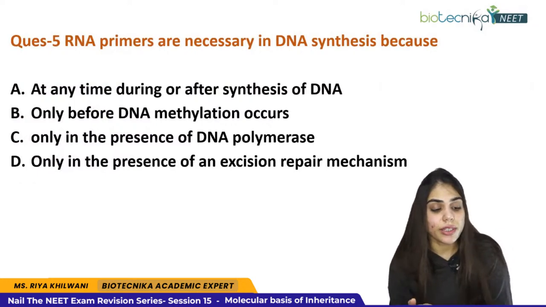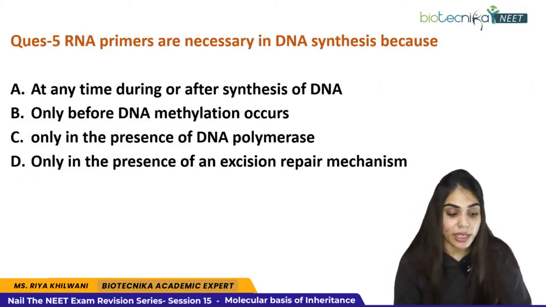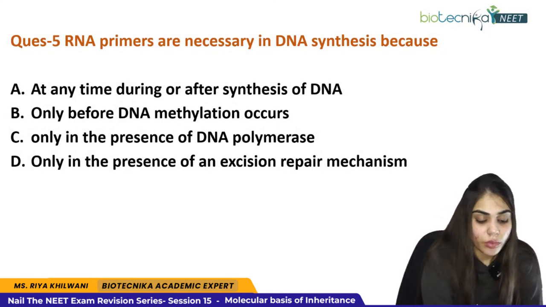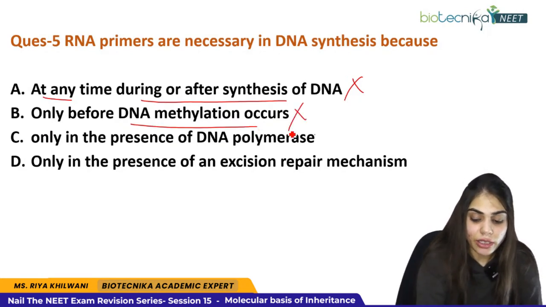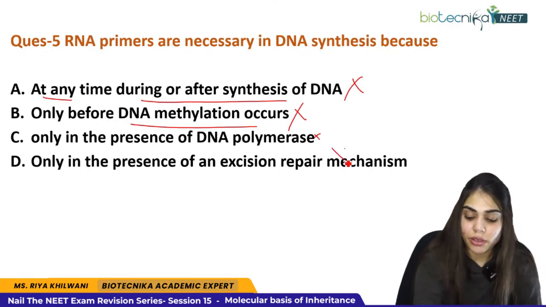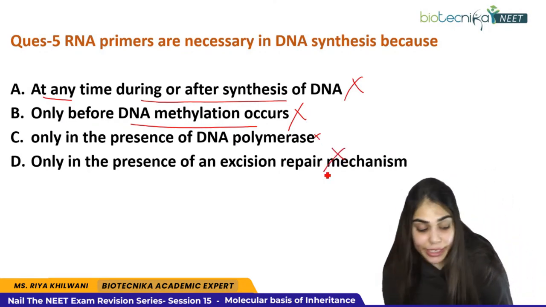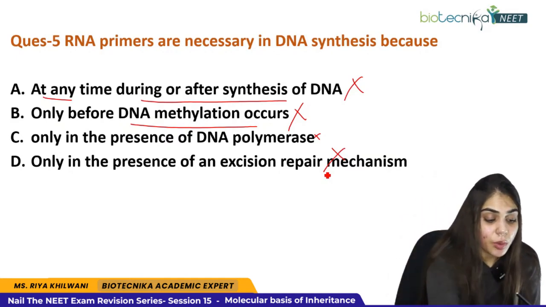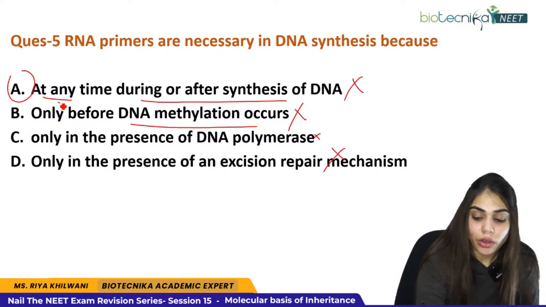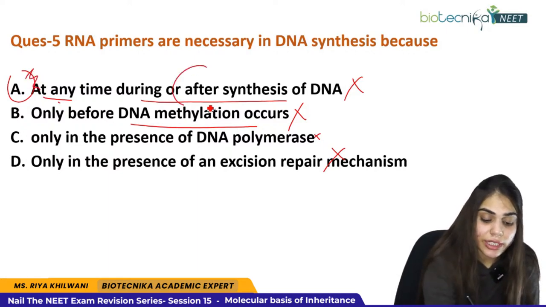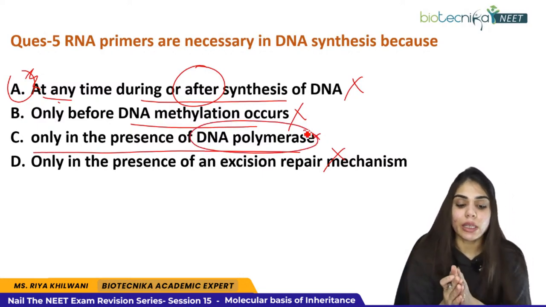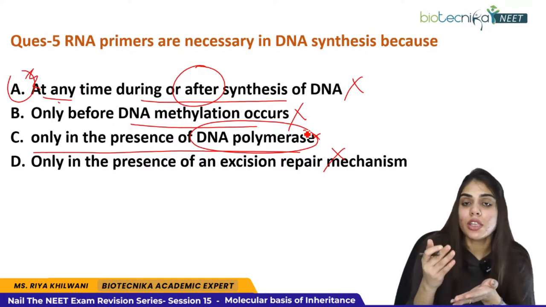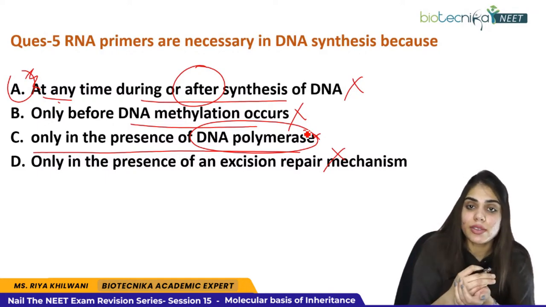So the fifth question is, RNA primers are necessary in DNA synthesis because: at any time during or after synthesis of DNA, only before the DNA methylation process, only in the presence of DNA polymerase, or only in the presence of an excision repair mechanism. It is option C. It is not after DNA synthesis. It is only in the presence of DNA polymerase enzyme. Whenever DNA polymerase is going to start the process, before this the primase enzyme comes and synthesizes the primer.